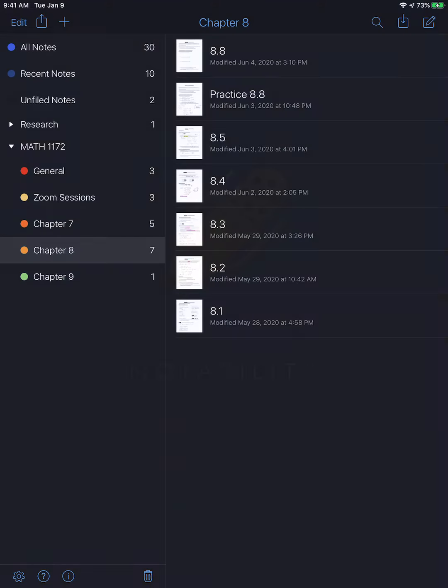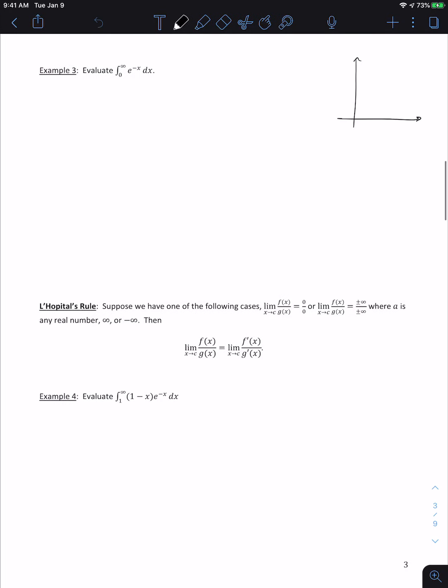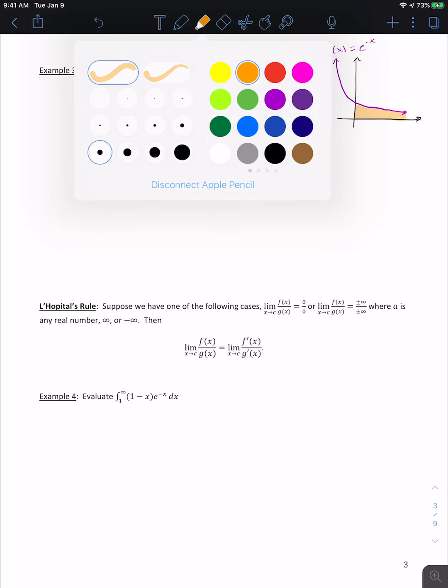Oops. Wow, I'm really struggling, aren't I? So it looks like this function right here. Again, the question is, does this get close enough to the x-axis to bound this integral? Right? Bound this area, which is the integral.